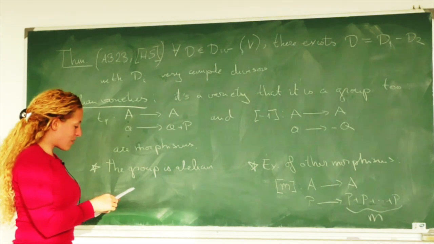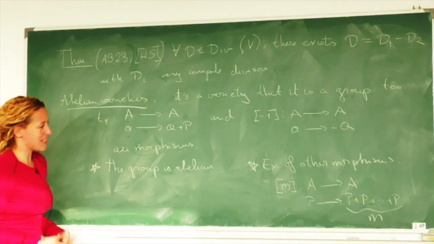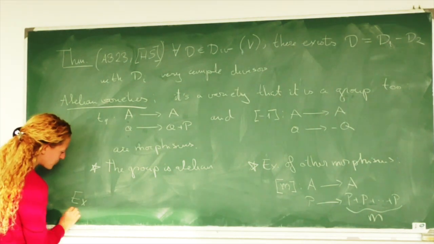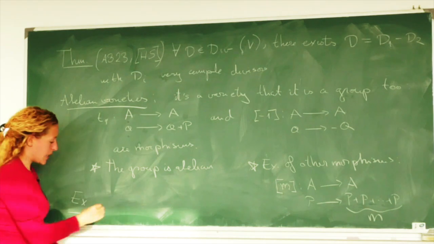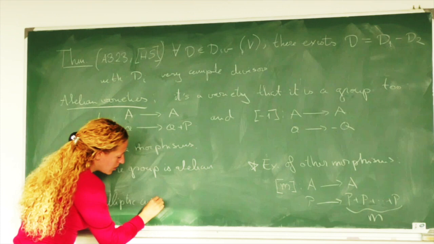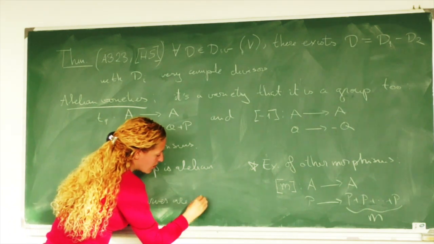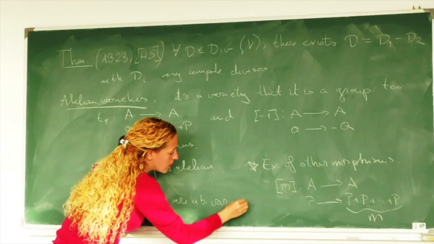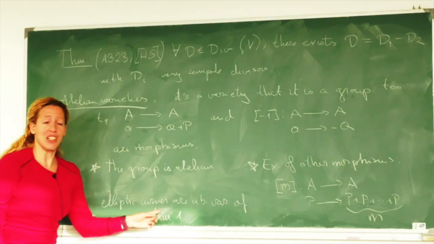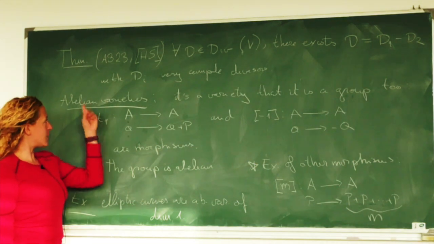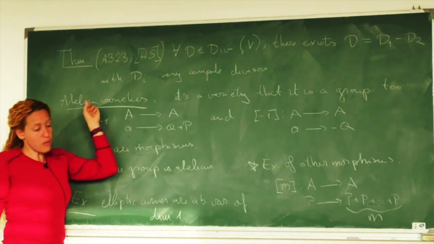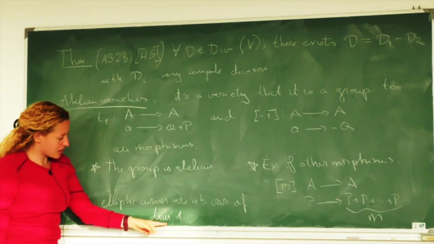Okay, so this is about Abelian varieties. So now let's see an example of an Abelian variety, and I guess that you know about it: elliptic curves. Elliptic curves are Abelian varieties of dimension 1, because they are curves. So, an elliptic curve is an Abelian variety, which means it's a variety, and that it's a group, an Abelian group. And because it is a curve, it has dimension 1.